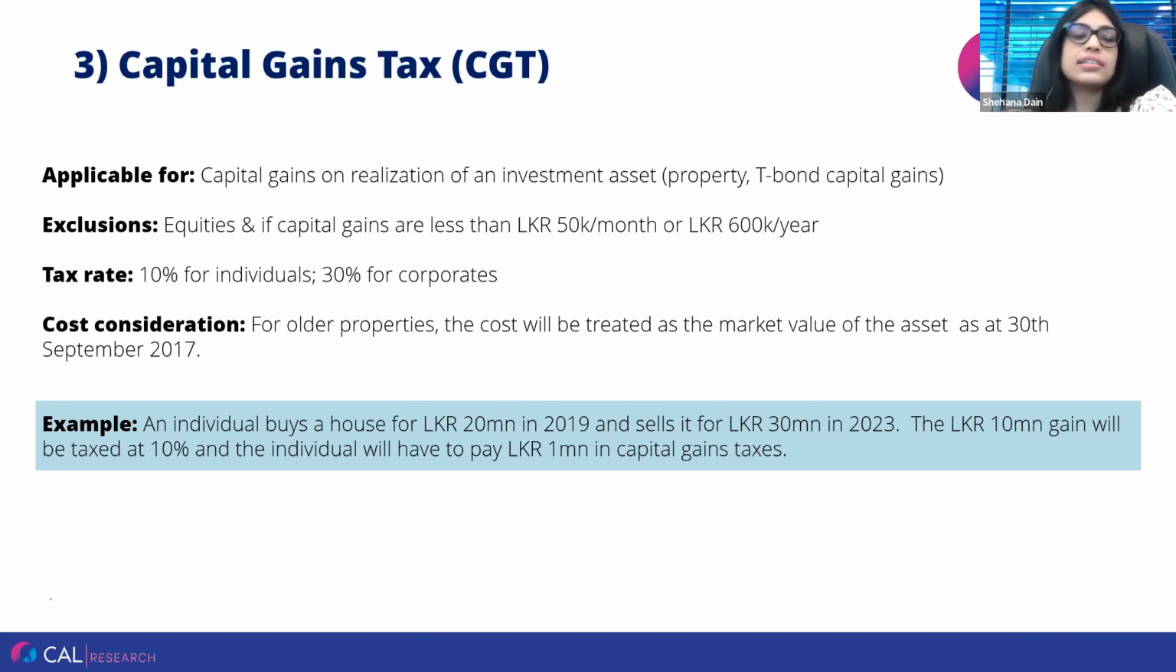And if you look at an example for capital gains tax, if an individual buys a house for 20 million in 2019 and sells it for 30 million in 2023, very simply put, it's a 10 million gain. And out of that, 10% means the individual will have to pay rupees 1 million in capital gains tax. Next slide, please.